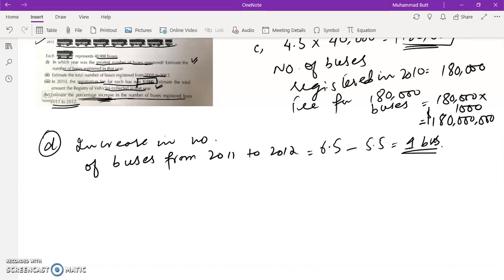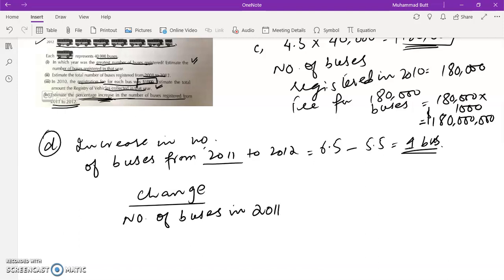If we want to find out the percentage increase or decrease from one year to the next year, let us suppose in this case we have to find out the percentage increase in the number of buses registered from 2011 to 2012. What will we do? We'll divide the change by the number of buses in 2011, as we have to find out the percentage increase from 2011 to 2012. The denominator will be the number of buses in 2011, multiplied by 100%.